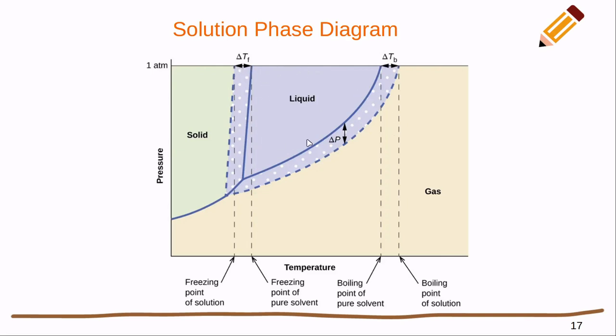We're increasing the range of temperature and pressure values that would maintain a liquid in this case. So we're decreasing the temperatures and pressures that produce gases and decreasing the temperatures and pressures that produce solids. You can see that colligative properties do not affect the boundaries between gases and solids. They only affect the boundaries between gases and liquids, and solids and liquids.